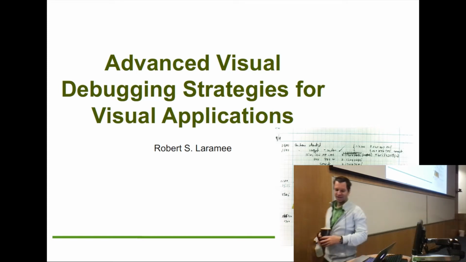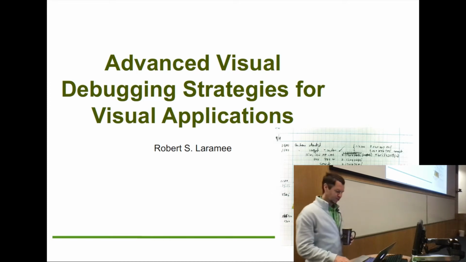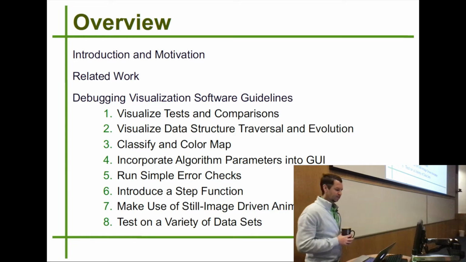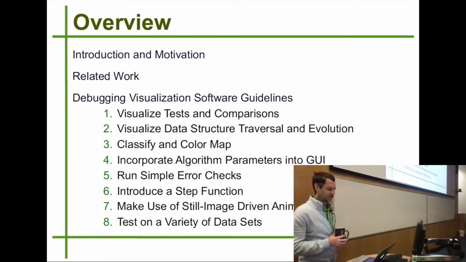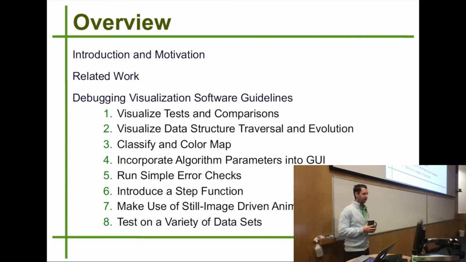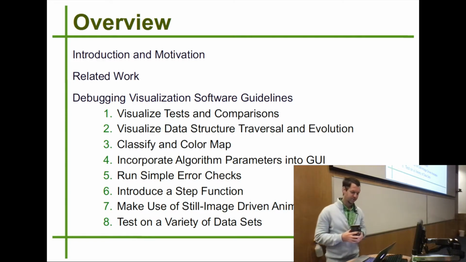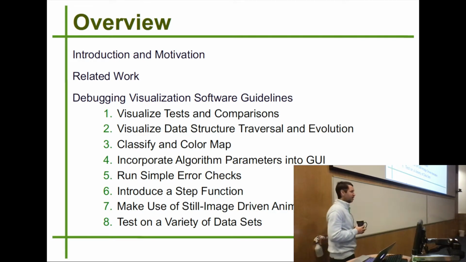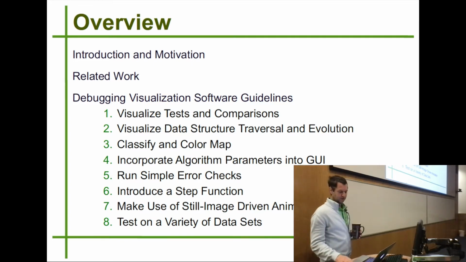Yeah, so let's talk a little bit about visual debugging strategies. This is just a summary of the strategies. There are lots of them, right? Visualize tests and comparisons, visualize data structure, traversal and evolution, classify and color map, incorporate algorithm parameters into the GUI, run simple error checks, introduce a step function, make use of still image driven animation, test on a variety of data sets. That's something that everybody can understand, right?